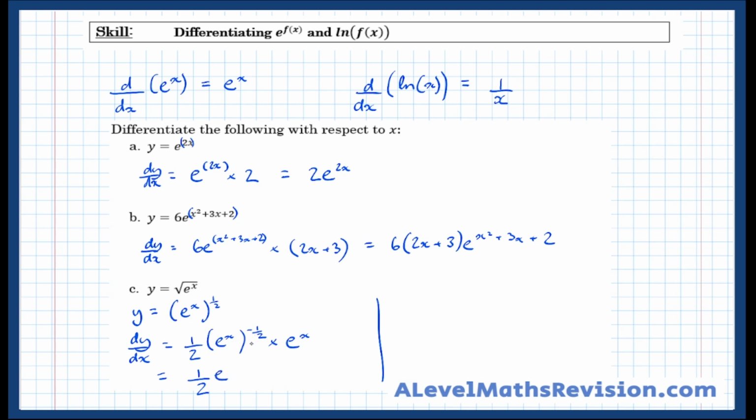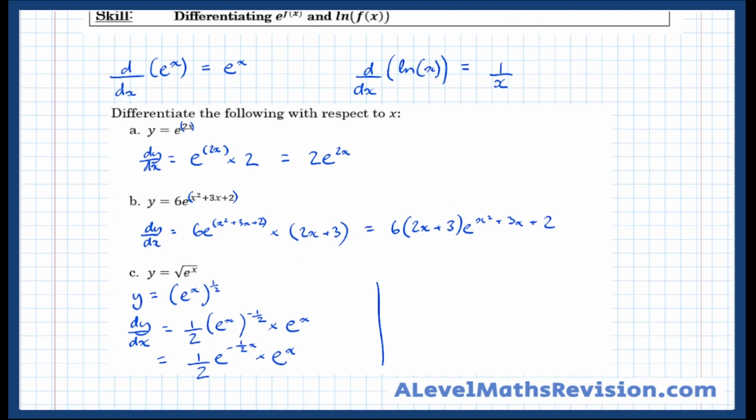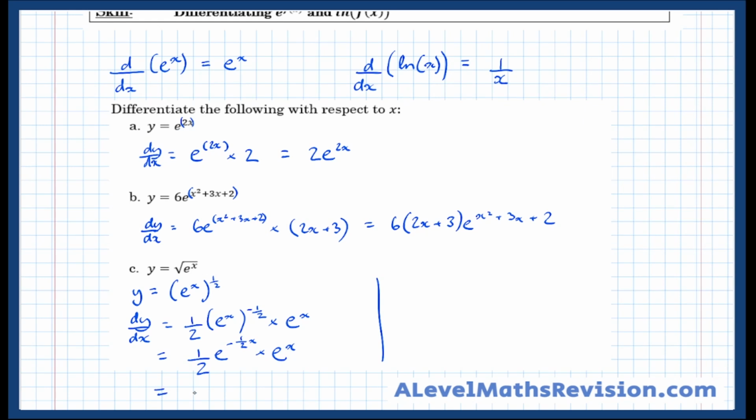Then simplify, equals 1 half, and using index laws, that becomes e to the minus 1 half x times e to the x. And again, using index laws, equals a half, then we've got e to the minus a half x times e to the x. Let's add the powers. So minus half x plus x is half x, like that. So that's one way of doing it.